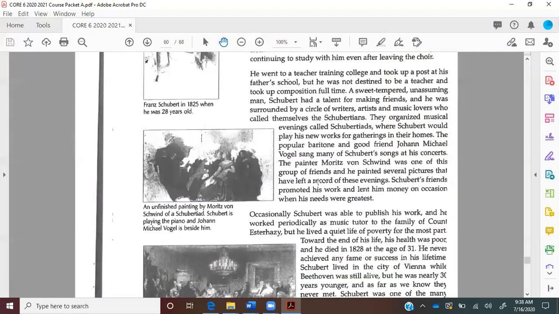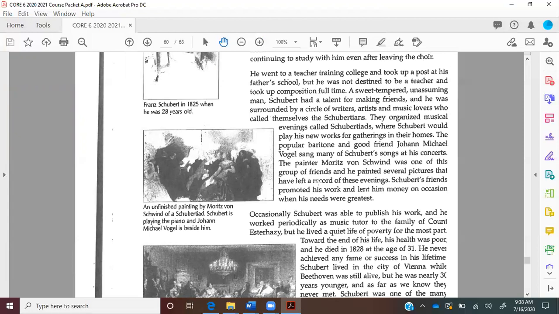He went to a teacher training college and took up a post at his father's school, but he was not destined to be a teacher and took up composition full time. A sweet-tempered, unassuming man, Schubert had a talent for making friends, and he was surrounded by a circle of writers, artists, and music lovers who called themselves the Schubertians. That's pretty cool. Your group is named after you.